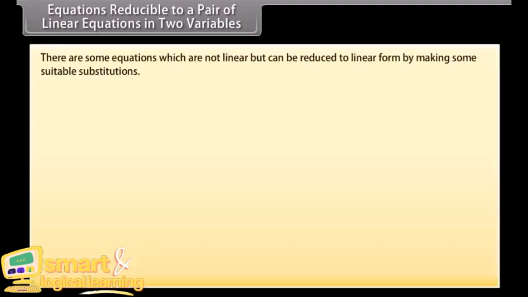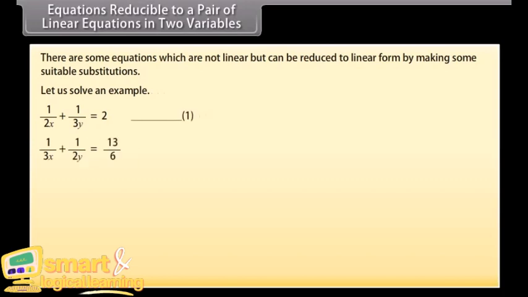Equations reducible to a pair of linear equations in two variables. There are some equations which are not linear but can be reduced to linear form by making some suitable substitutions. Let us solve an example. Solve 1/(2x) + 1/(3y) = 2, equation 1, and 1/(3x) + 1/(2y) = 13/6, equation 2.